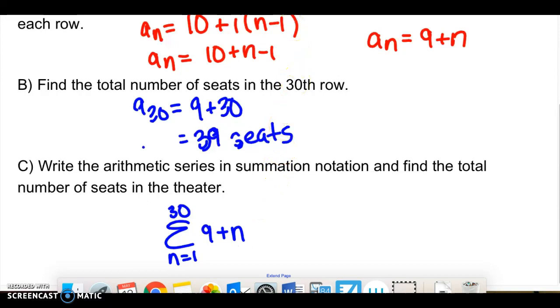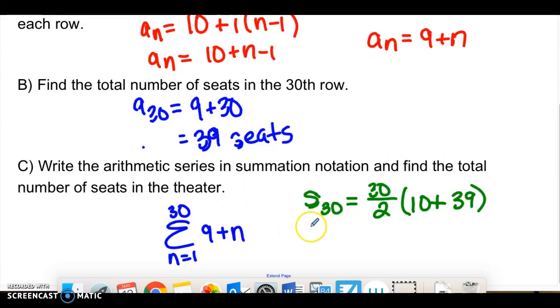And if we want to find that sum, we're going to take the total number of terms, which is 30, multiply by the number of seats in the first row plus the number of seats in the last row, and we will get the sum of the seats in the 30 rows to be 735 seats.